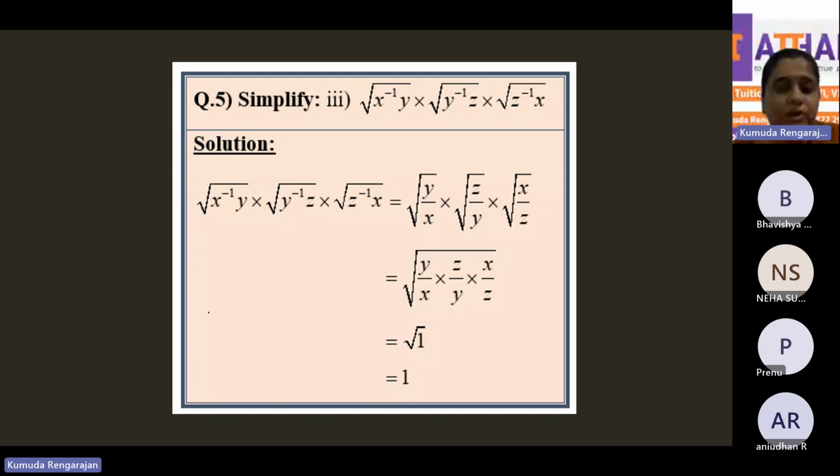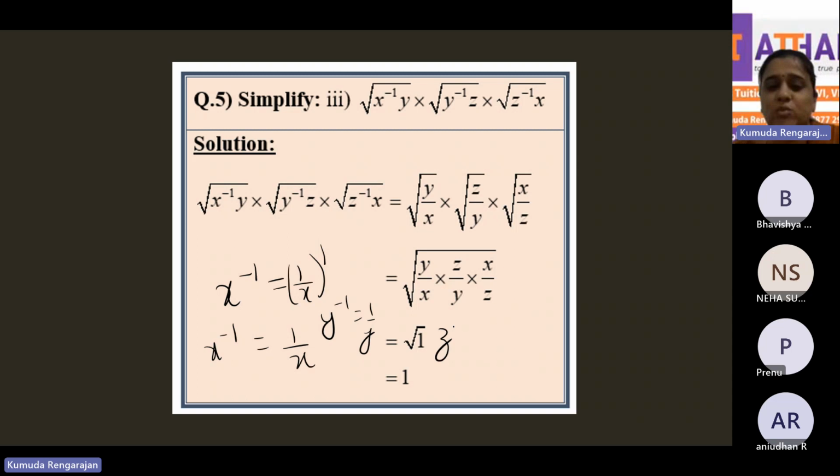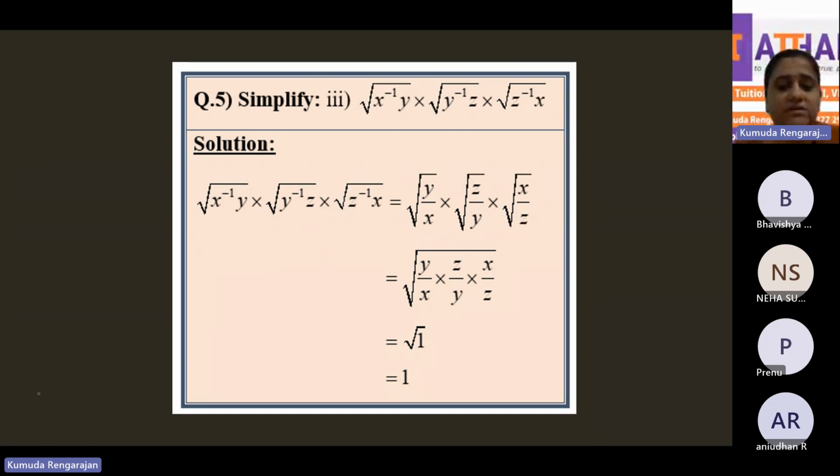So we know that x to the power minus 1 can be written as 1 by x, because reciprocal of the base is 1 by x, and negative of the power minus 1 is plus 1. So x to the power minus 1 is nothing but 1 by x. Similarly, y to the power minus 1 is equal to 1 by y, and z to the power minus 1 is equal to 1 by z, because the rule is to write the equivalent.